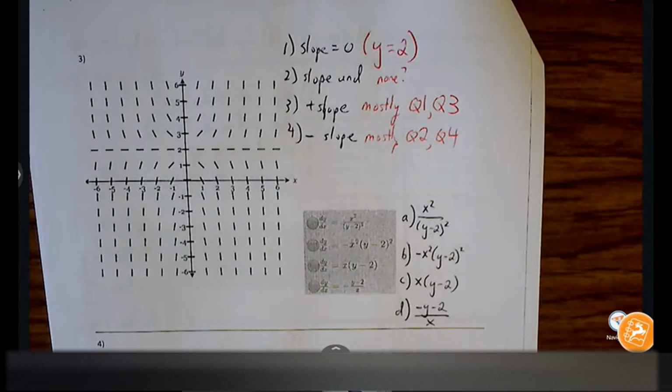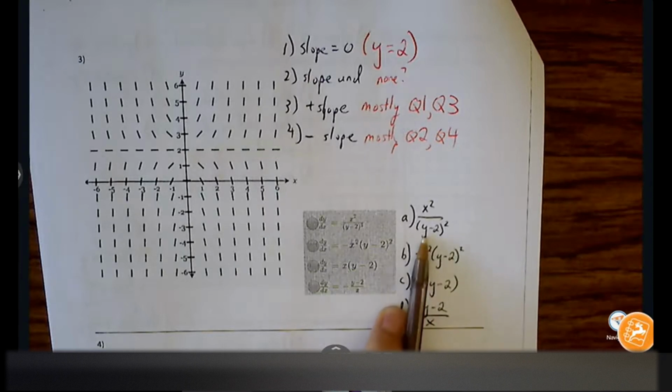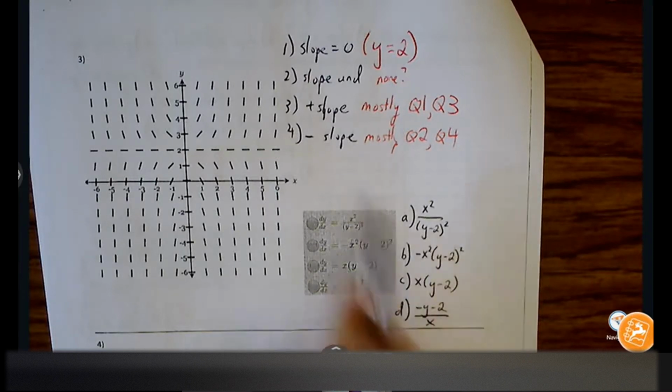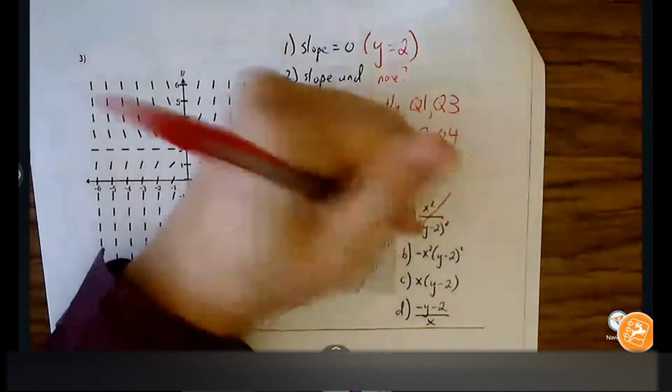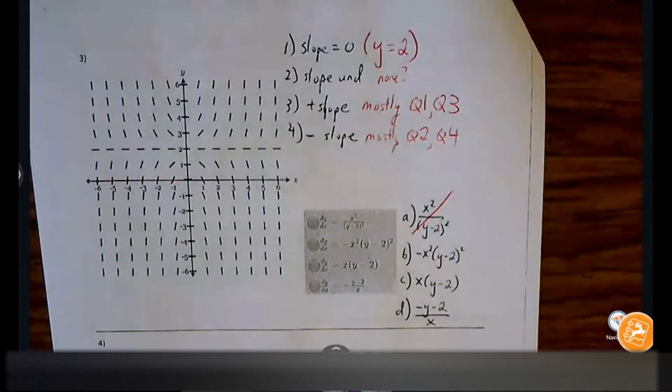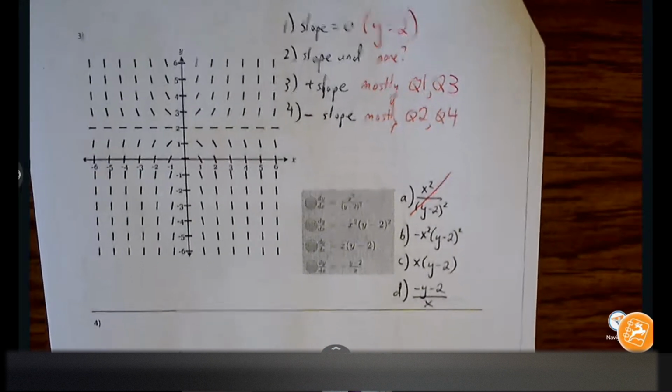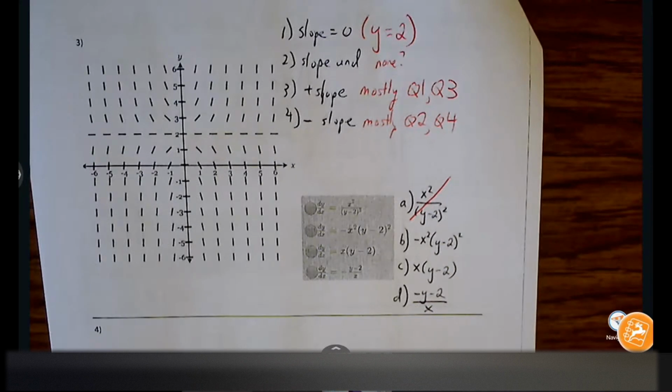A. Yeah, if I plug 2 in, getting x squared over 0, that's undefined. That's not the same thing as 0. And that's it. I think I have one more that I see is not going to give me a 0 when I plug 2 in.